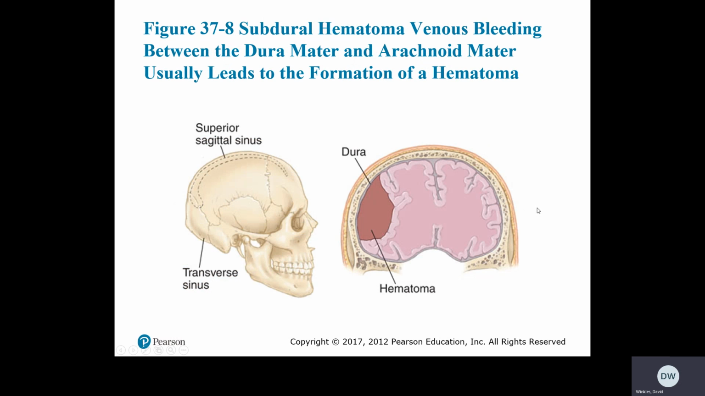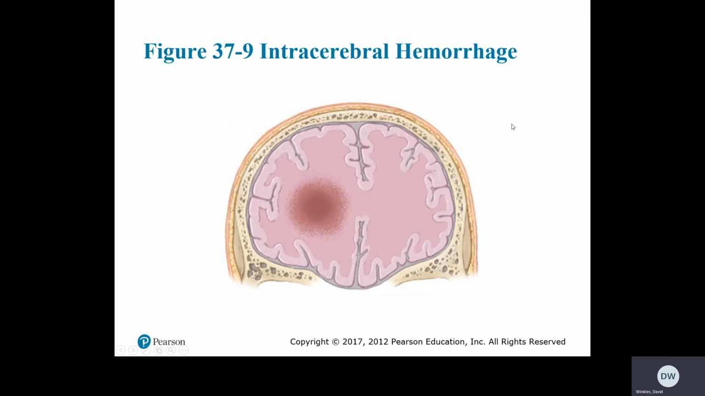So you have a subdural hematoma as another one. And this is a hematoma that is a venous bleed between the dura mater and the arachnoid mater. It usually also leads to the formation of a hematoma inside. So this is going to be something inside the dura mater because of forces. You tear a venous part, and so you have the dura mater here, and then you have the subarachnoid mater here, and so you're going to get the bleeding inside that area.